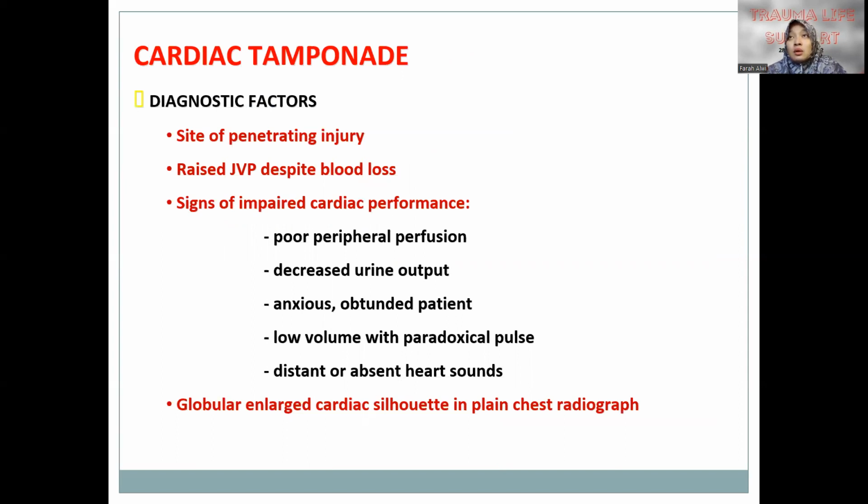How do you suspect a cardiac tamponade? When you have a penetrating injury over the chest or over the heart, you have to suspect maybe there's a cardiac tamponade. Or even if not, there's a raised JVP, although BP is low, the neck vein is distended. Other signs would be poor perfusion, reduced urine output, the patient can have altered mental status, and muffled heart sounds too.